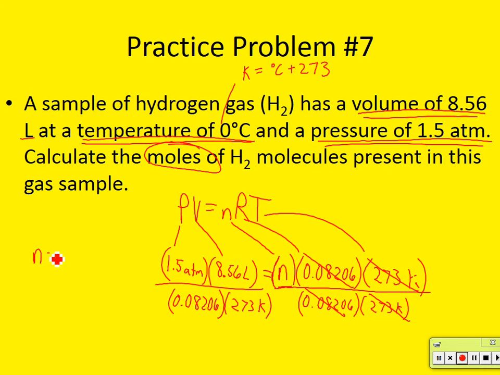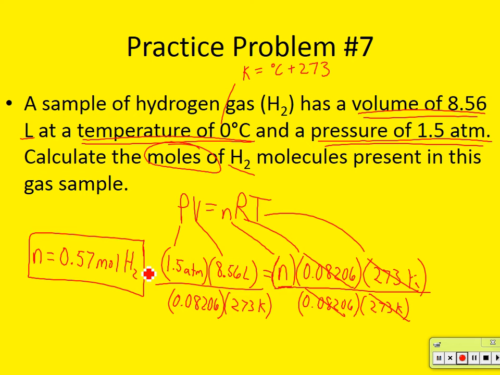Okay, I'm finding that n is equal to 0.57. And what are the units for n? Moles. Moles of what? What are we talking about? Moles of H2, right? Hydrogen. Moles of H2. Okay, so I'm going to put that and circle it.